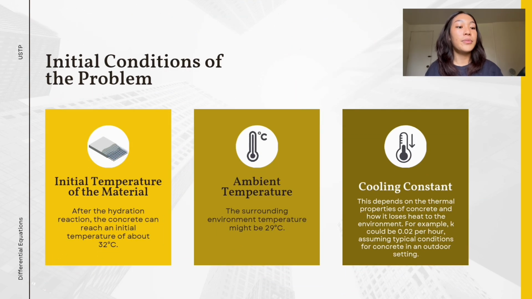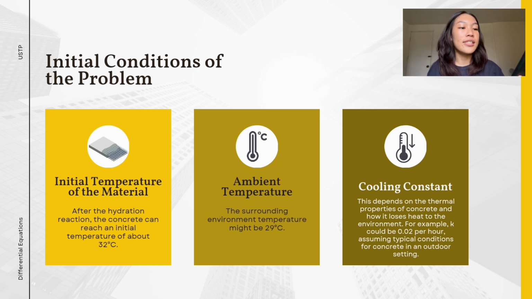Starting with the initial temperature of the material. In the Philippines, an ideal initial temperature for concrete after the hydration reaction is generally between 28 to 35 degrees Celsius. This range is considered optimal for achieving a good balance between strength gain and minimizing the risk of thermal cracking. So in our problem, we use 32 degrees Celsius. Next is the ambient temperature. The ideal ambient temperature for pouring and curing concrete typically ranges from 20 to 32 degrees Celsius. This range is considered optimal because it helps ensure proper hydration of the concrete without excessive evaporation or thermal stress. So in our problem, we chose 29 degrees Celsius.